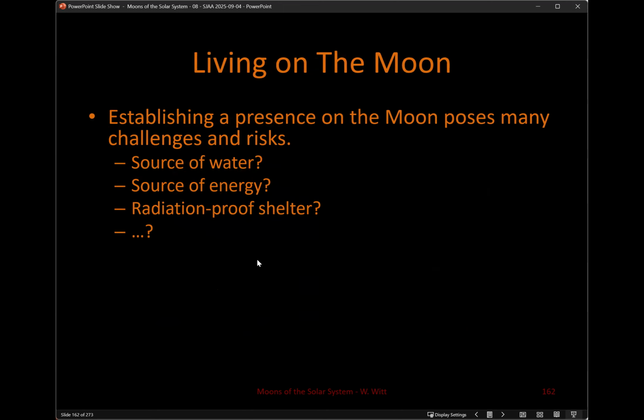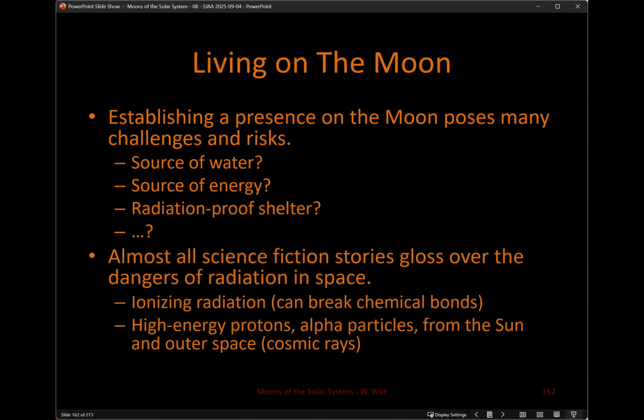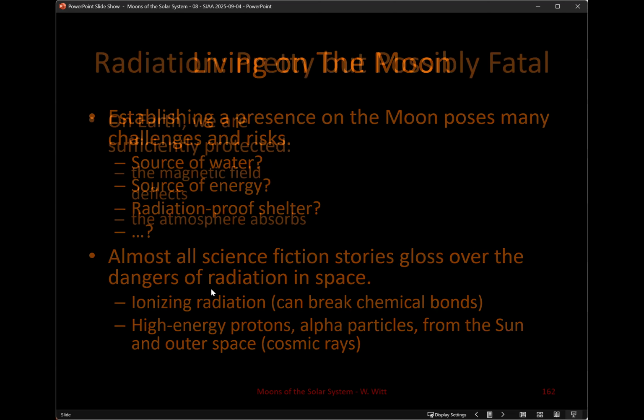Establishing a presence on the moon poses many challenges and risks, like source of water, source of energy, and how do you make a radiation-proof shelter? Because it turns out almost all science fiction stories gloss over the dangers of radiation in space. There's ionizing radiation, which means it's radiation that can break chemical bonds. And this radiation is in the form of high energy protons and alpha particles from the sun and from outer space. And these things can be bad, right?